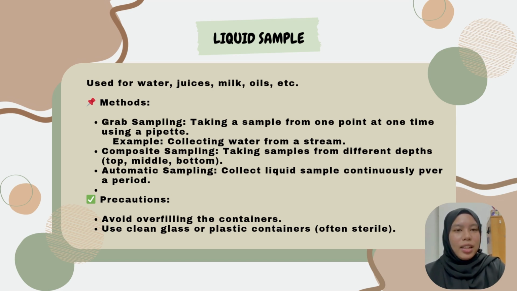The second is composite sampling. In this method, multiple small samples are taken over time or at different depths, which is from top, middle, and bottom, and then the samples will be mixed together to form one representative sample. The last method is automatic sampling, which is used to collect samples continuously over a period, especially when monitoring changes in composition.